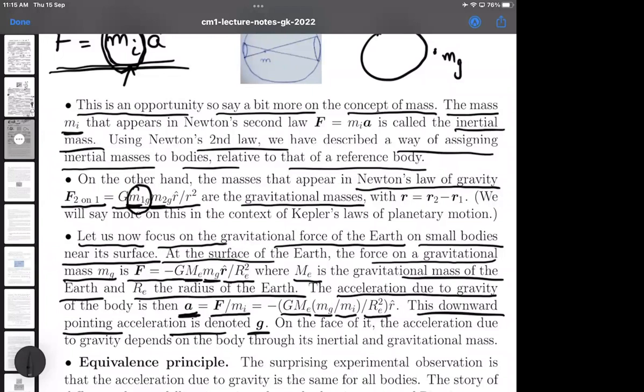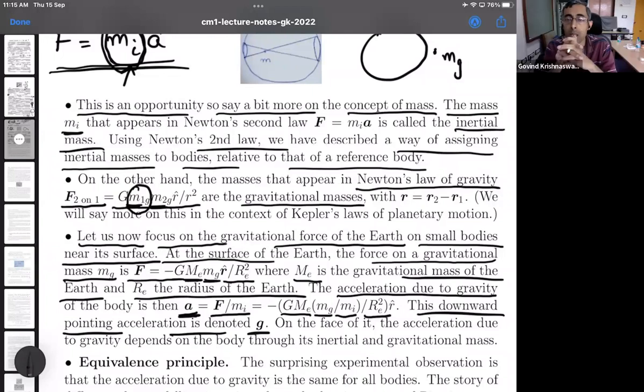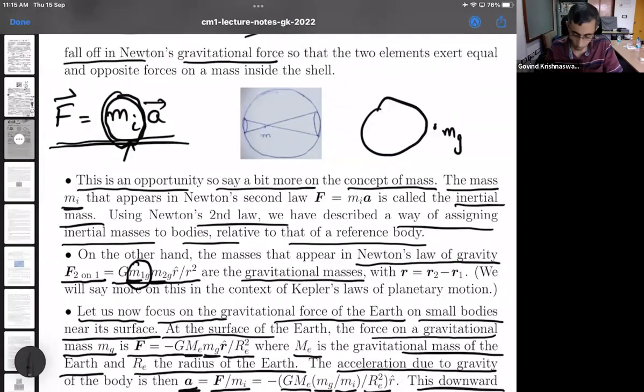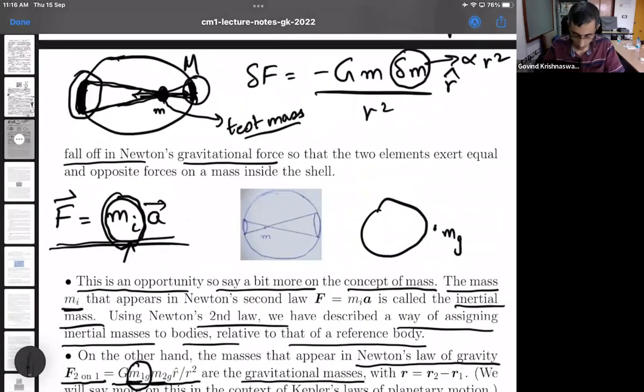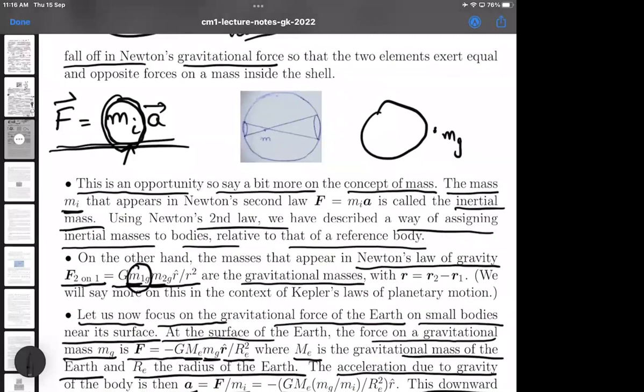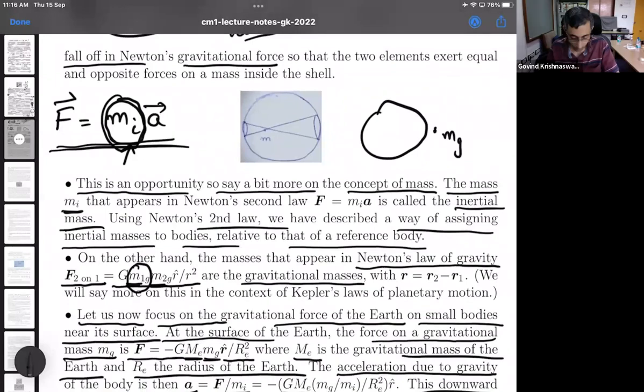So can you please again define gravitational mass? Gravitational mass is the parameter appearing in Newton's law of gravity. Full stop.